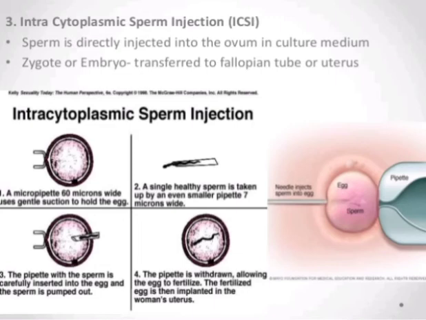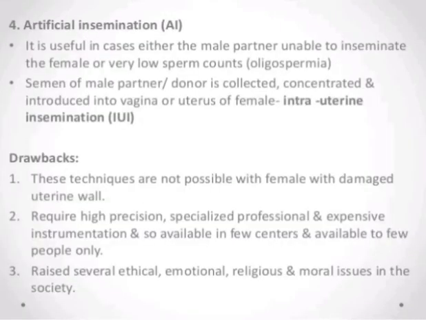In this technique, firstly we hold the egg with the help of a micropipette, which is 60 micron wide. Then we take a healthy sperm with the help of a smaller pipette, which is 7 micron wide. Then the sperm is carefully inserted into the egg. Then the pipette is withdrawn, fertilization of egg and sperm takes place, and then the fertilized egg is implanted in the woman's uterus. Now the last assisted reproductive technology is artificial insemination.